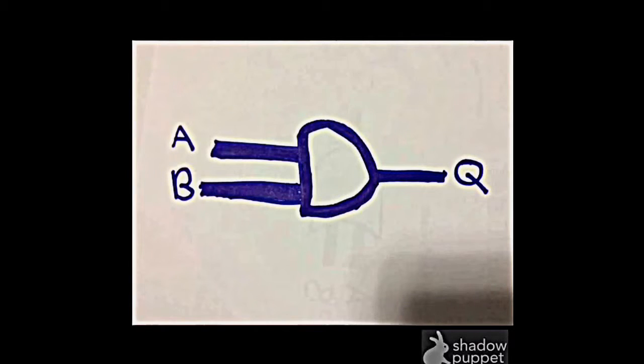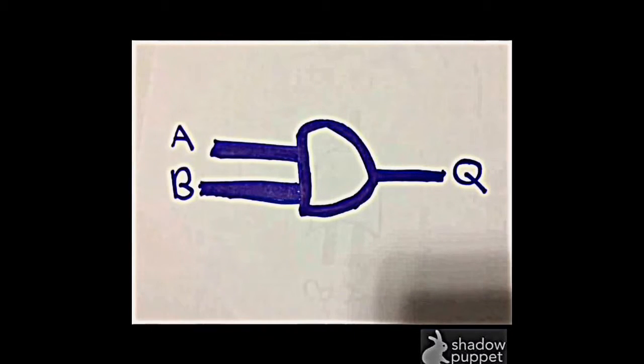AND logic gates is when you have two inputs, input A and input B. If you have input A on and input B on as well, you can get an output.